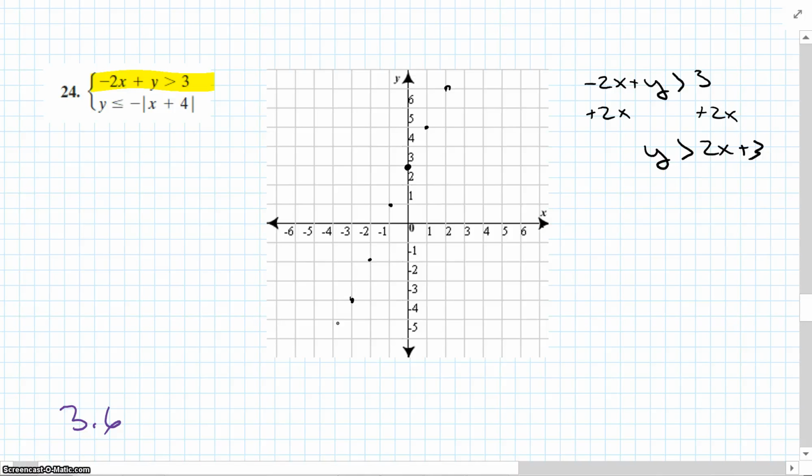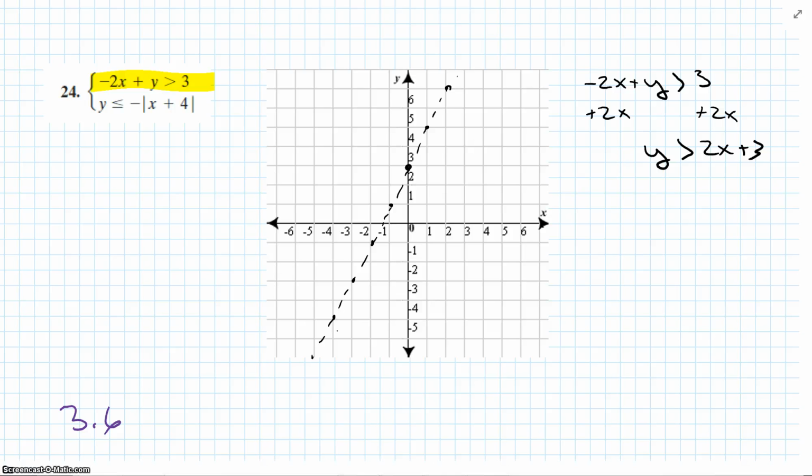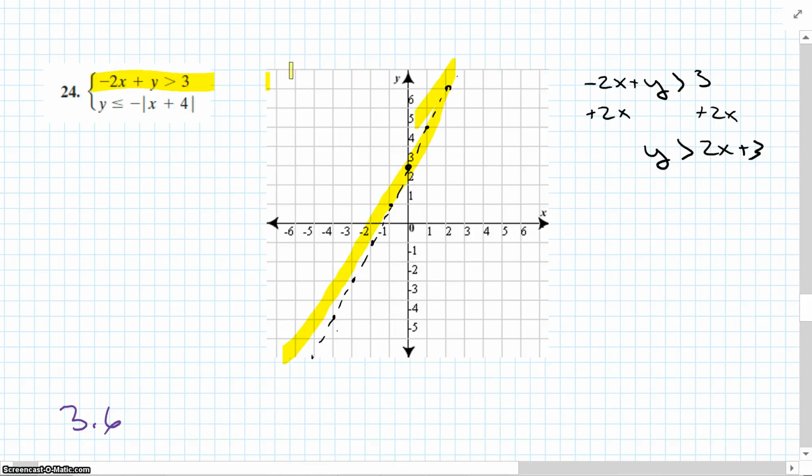Okay. So we're just going to do a dotted line. I missed the graph a little bit. It says y is greater than, so we're going to shade above. Alright, we're just trying to get a good idea what's going on here.